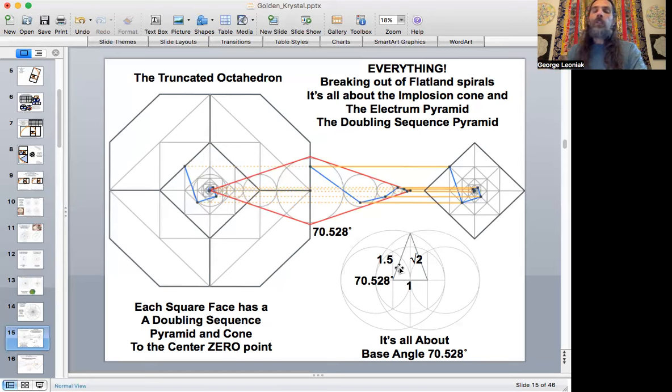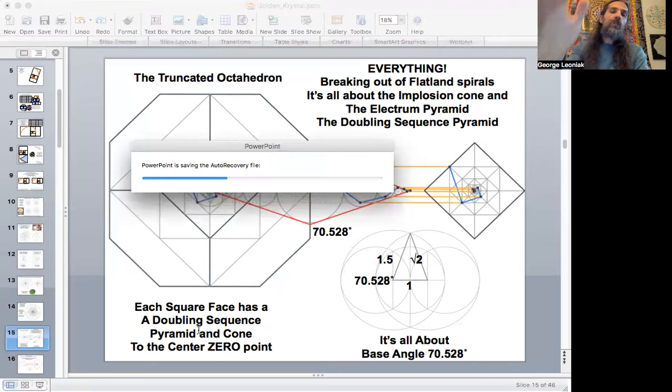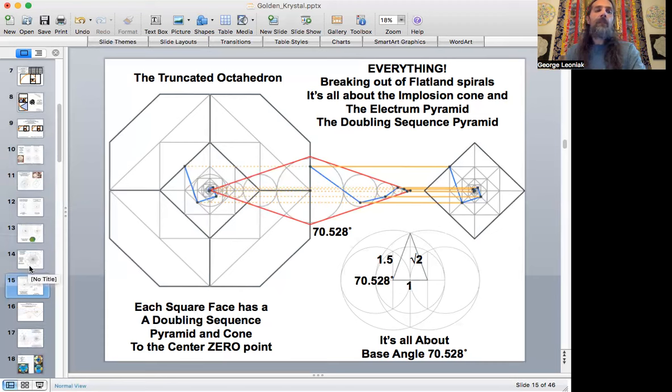The ratios here are so simple. It's mind-bogglingly simple to create this drawing. Just 1, 1.5, and square root of 2. This will go straight into the center of the diagram from those 6 faces.